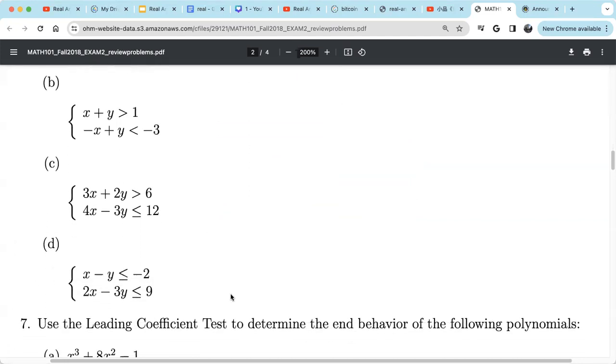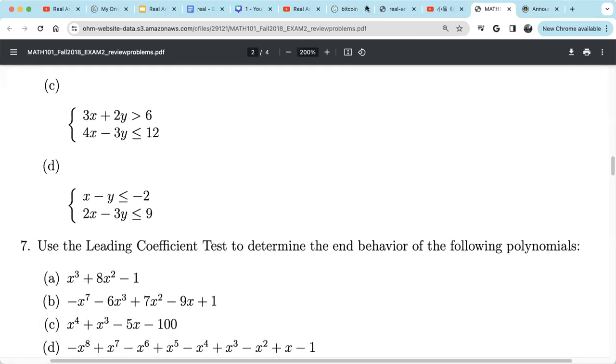Now let's see C and D. Basically, we do the same thing. We solve for y first. So we have 2y greater than negative 3x plus 6. We divide by 2, y greater than negative 3 over 2x plus 3. We find the points at the end of this equation. So we get 0, 3, and 2, 0. If x is 2, 2 times negative 3 over 2, that's negative 3, plus 3, that's 0.